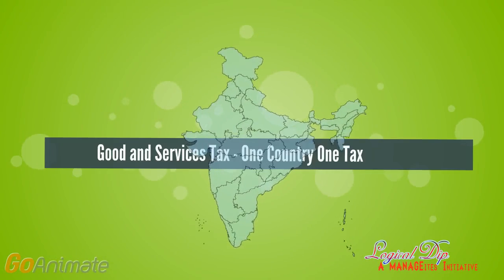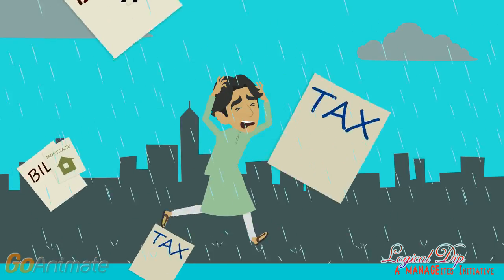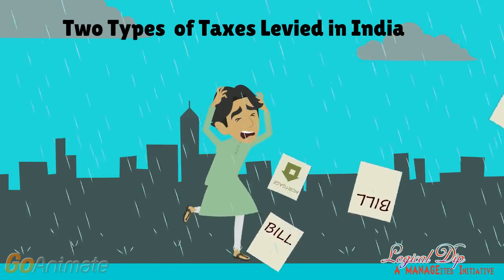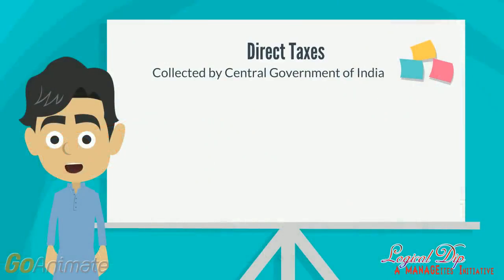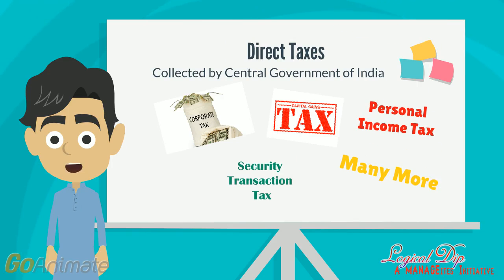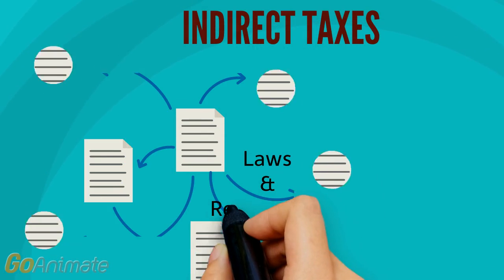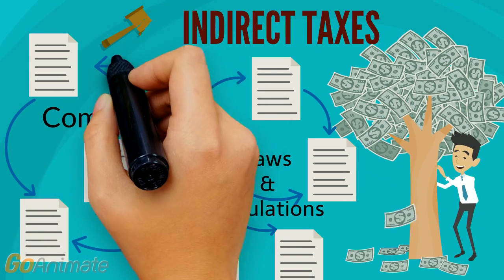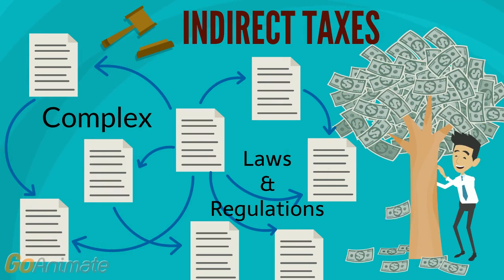GST, one country, one tax. In a nutshell, there are two types of taxes levied in India: direct taxes and indirect taxes. Direct taxes, which are collected by the central government of India, include corporate tax, capital gains tax, personal income tax, securities transaction tax and many more. The other one is indirect taxes. Indirect taxation in the Indian Republic is a complex procedure that involves laws and regulations interconnected to each other.